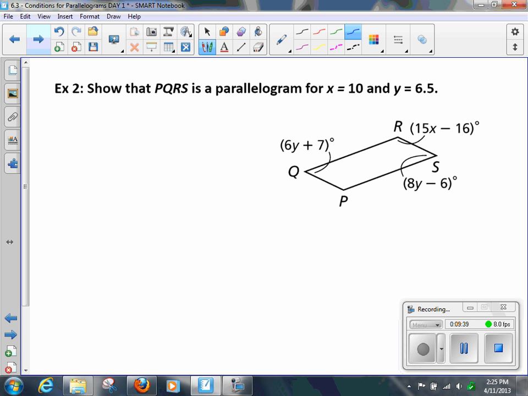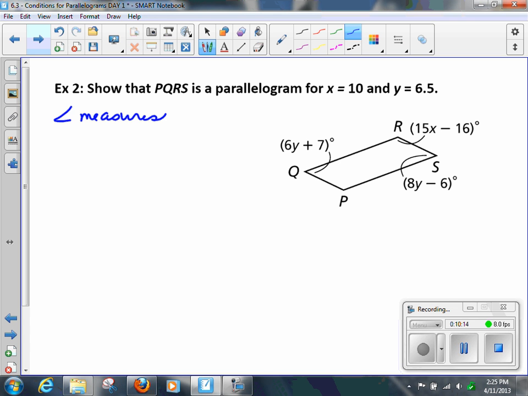You got to look at what you're given. What type of information are you given? Angle measures, okay? You know a couple of different things about angles. What kind of angles am I given here? I've got 6y plus 7, 15x minus 16, and 8y minus 6. I have consecutive angles, however, Q, R, and S are all consecutive. Do you guys agree with that?